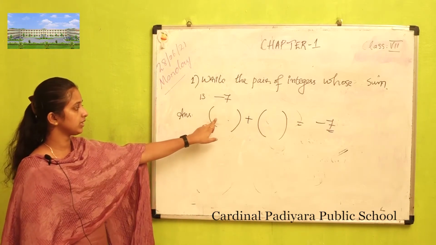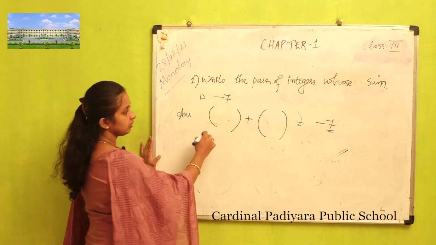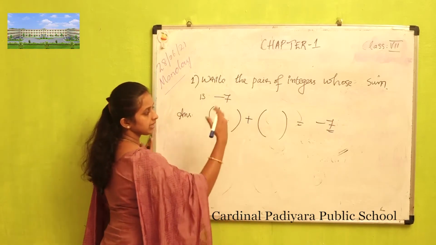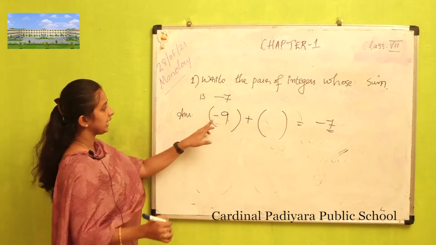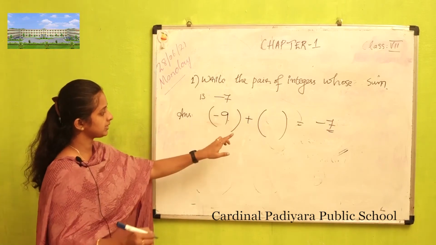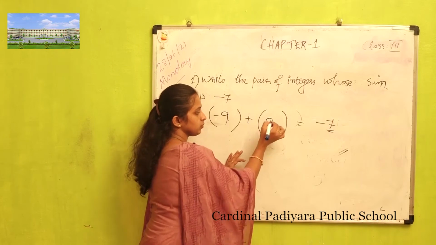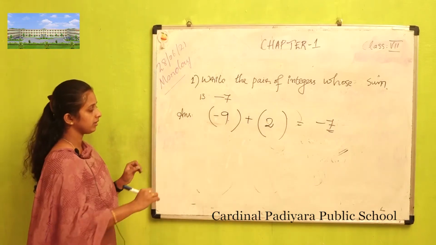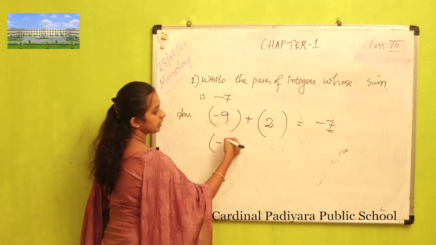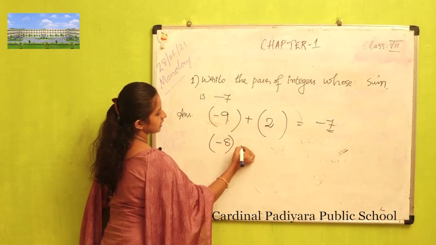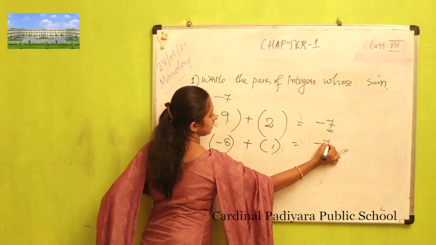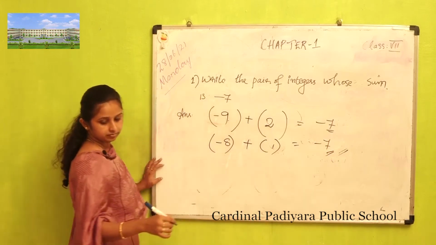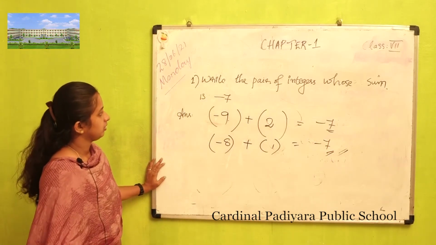So I have to take a negative number. So we have to take a negative number which is bigger than 7. So let me take 9. So negative 9 plus positive 2 gives negative 7. Or we can take a bigger number than 7, 8. Negative 8 plus 1. The answer is negative 7. Okay.